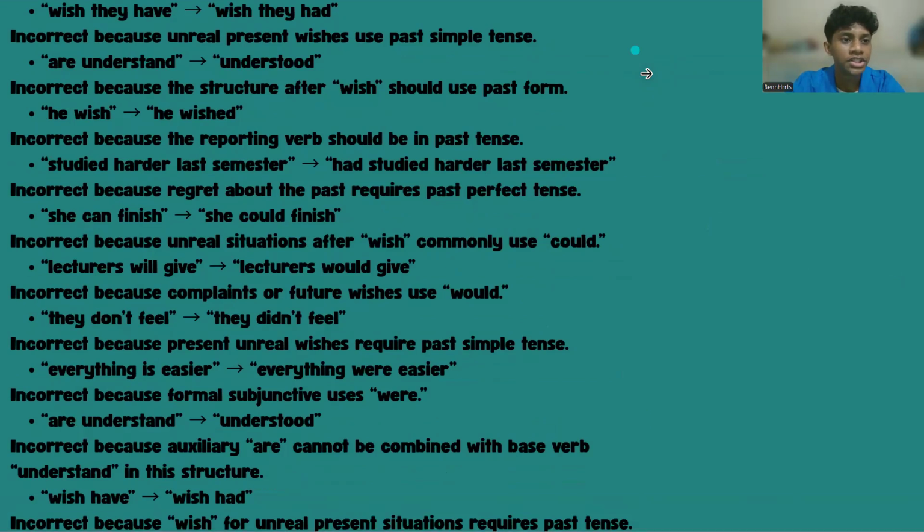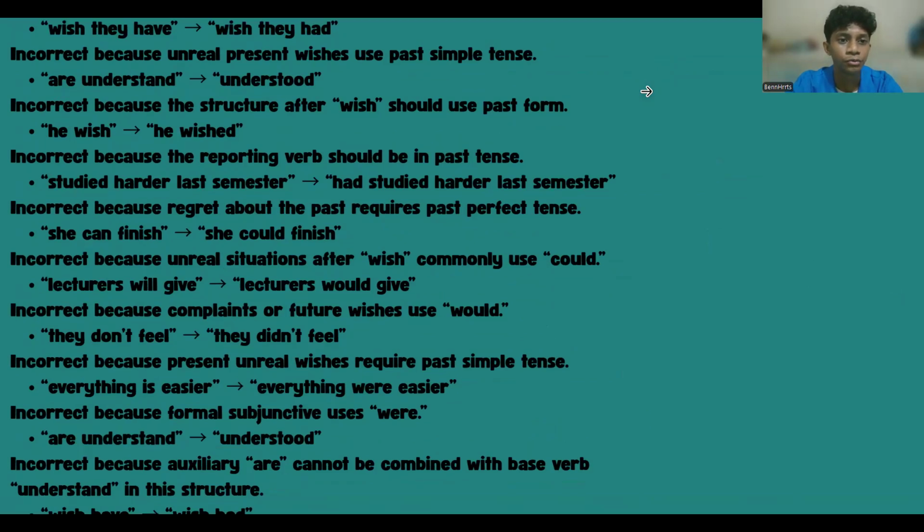Paragraph 2. "Wish they have" to "wish they had," incorrect because unreal present wishes use past simple tense. "Are understand" to "understood," incorrect because the structure after wish should use the past form. "He wished," incorrect because the reporting verb should be in the past tense.